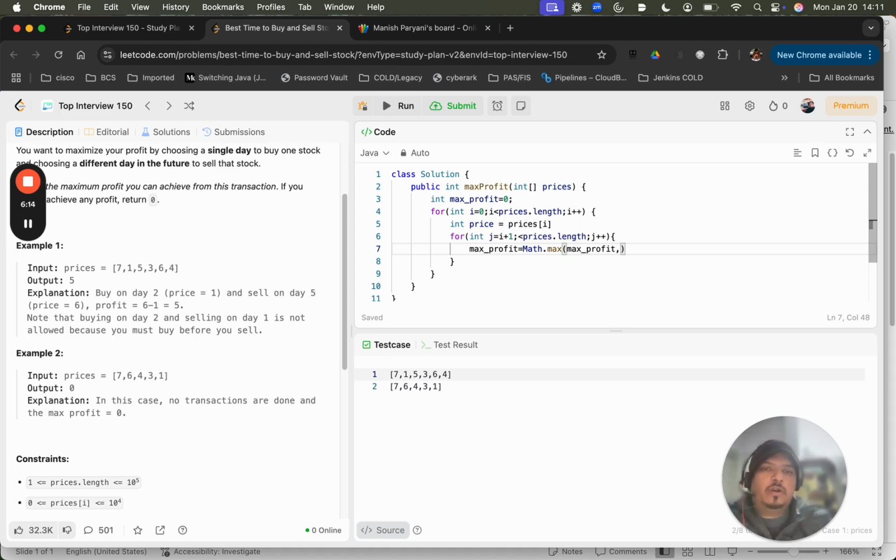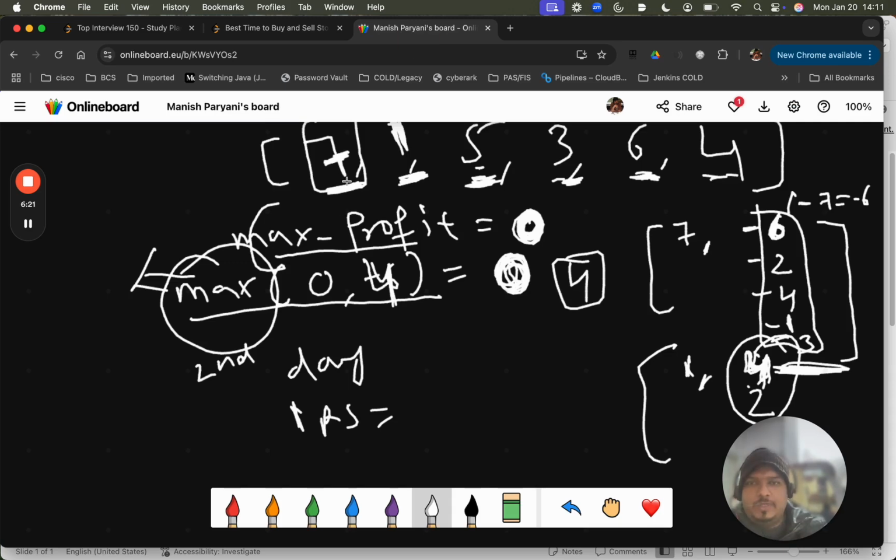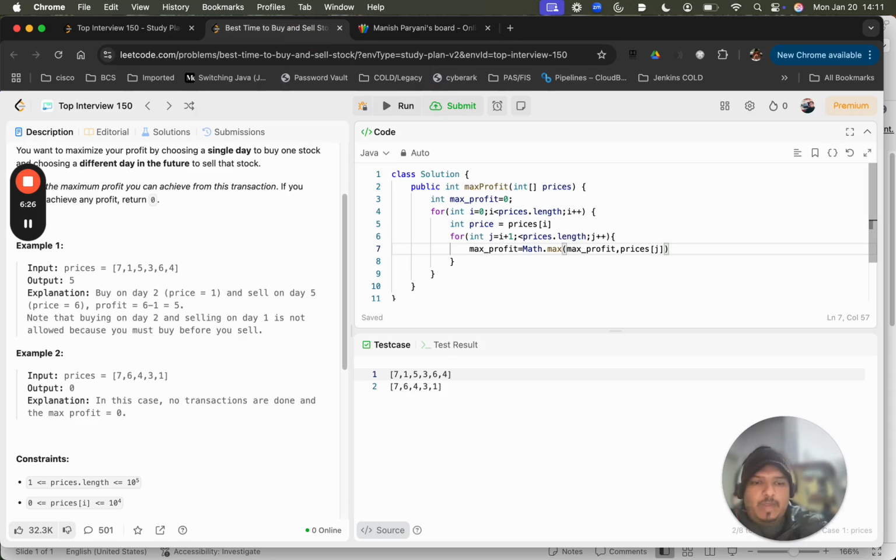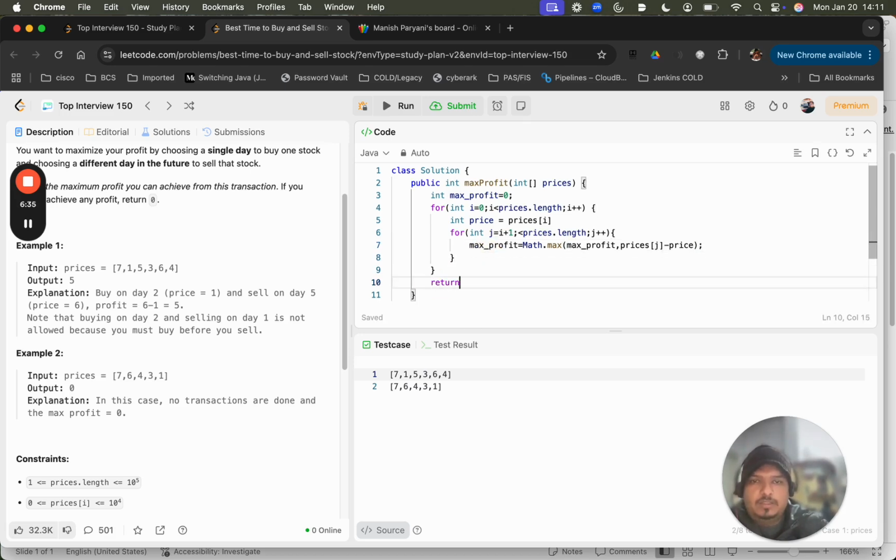What is the formula for profit? Sell means the current price. Like you bought at 7 rupees, now you're selling at 1 rupee. So my current j value, prices[j], minus this price, prices[i], right? Now here I return this max profit.